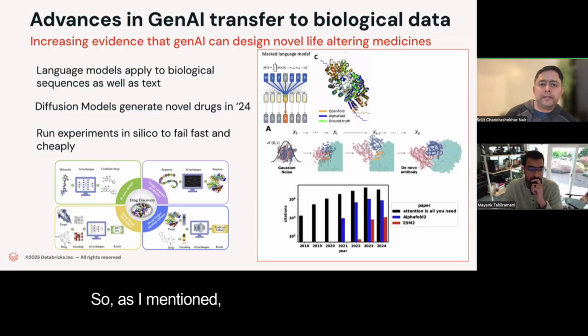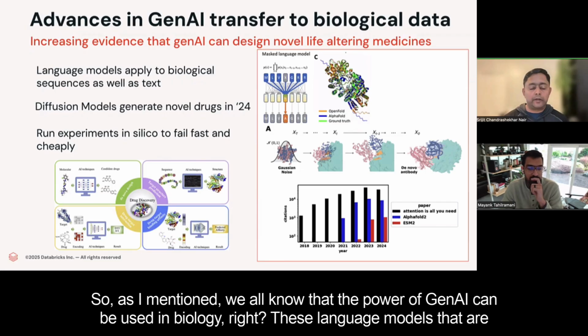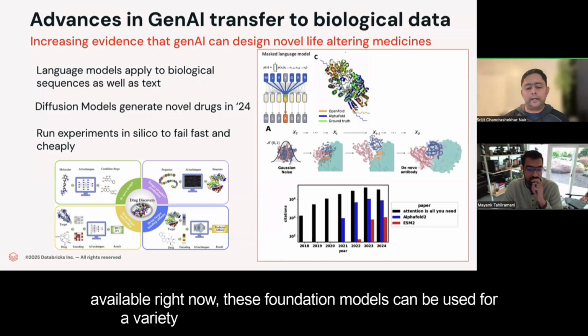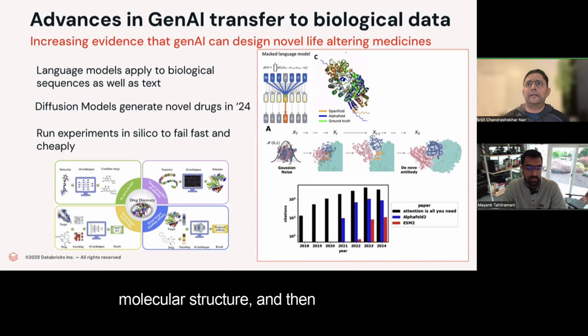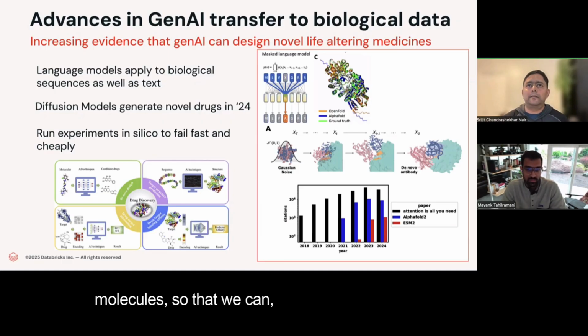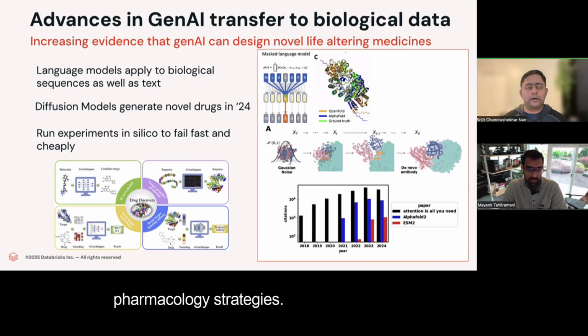So, as I mentioned, we all know that the power of Gen AI can be used in biology, right? These language models that are available right now, these foundation models, can be used for a variety of tasks like drug discovery, understanding molecular structure, and also understanding the relationships between biological targets and small molecules so that we can suggest new binders, optimize better compounds, and develop a variety of pharmacology strategies.